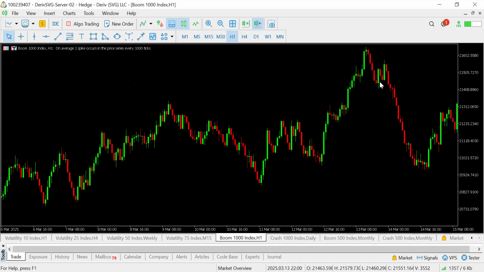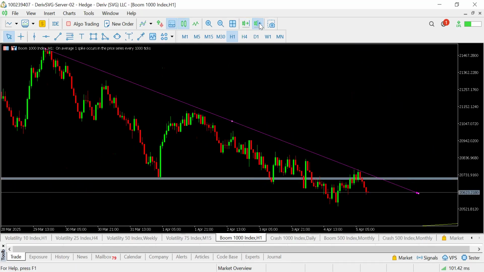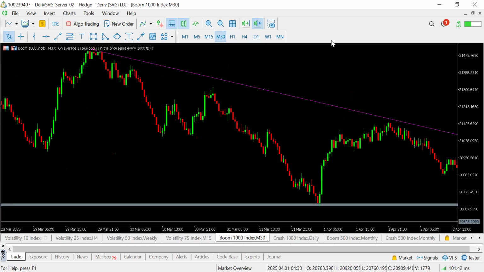So let's go to H1. If I'm starting my analysis from H4, my entry will have to be either M30 or M15. So for H1, we can see that it's still the same thing. There isn't much difference. So I go to M30.